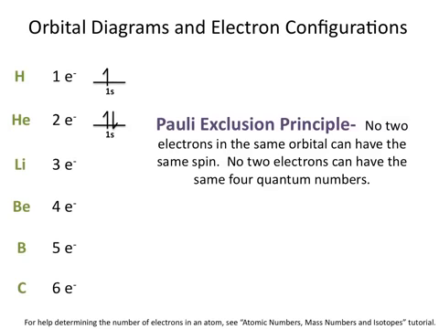And what the Pauli exclusion principle states is that no 2 electrons in the same orbital can have the same spin, or no 2 electrons can have the same 4 quantum numbers. So if you go back to that previous slide, you'll see that the 4th quantum number was denoted by the spin of the electron, m sub s, as either plus 1/2 or minus 1/2. So in any given orbital, your electrons need to have different spins.